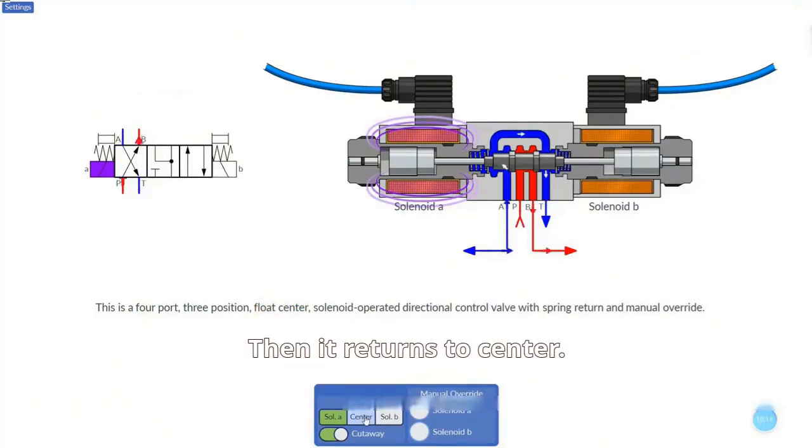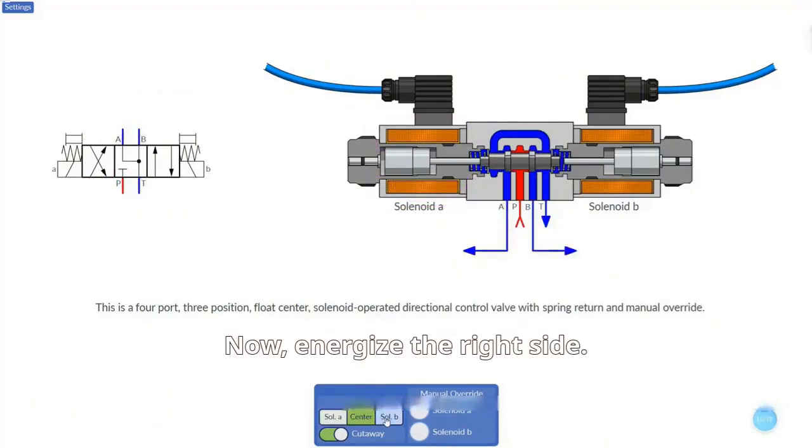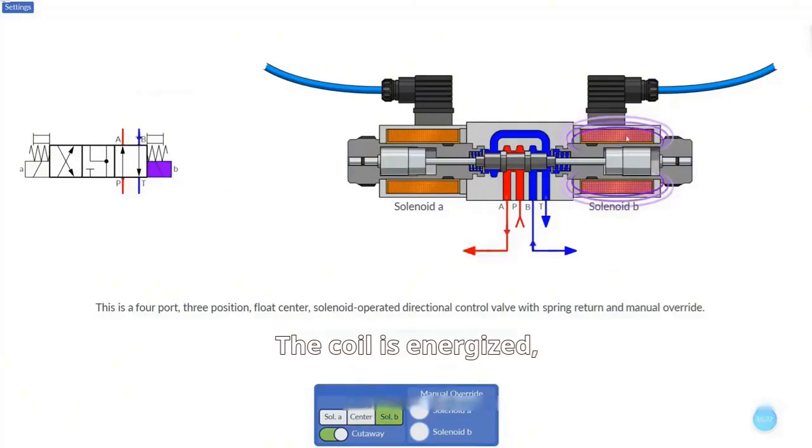Okay, then it returns to center. Please watch the spool, as it moves to center. Okay, now, energize the right side. The coil is energized, the armature pushes the spool to the right. Right, this means P connects to A, and B connects to T.